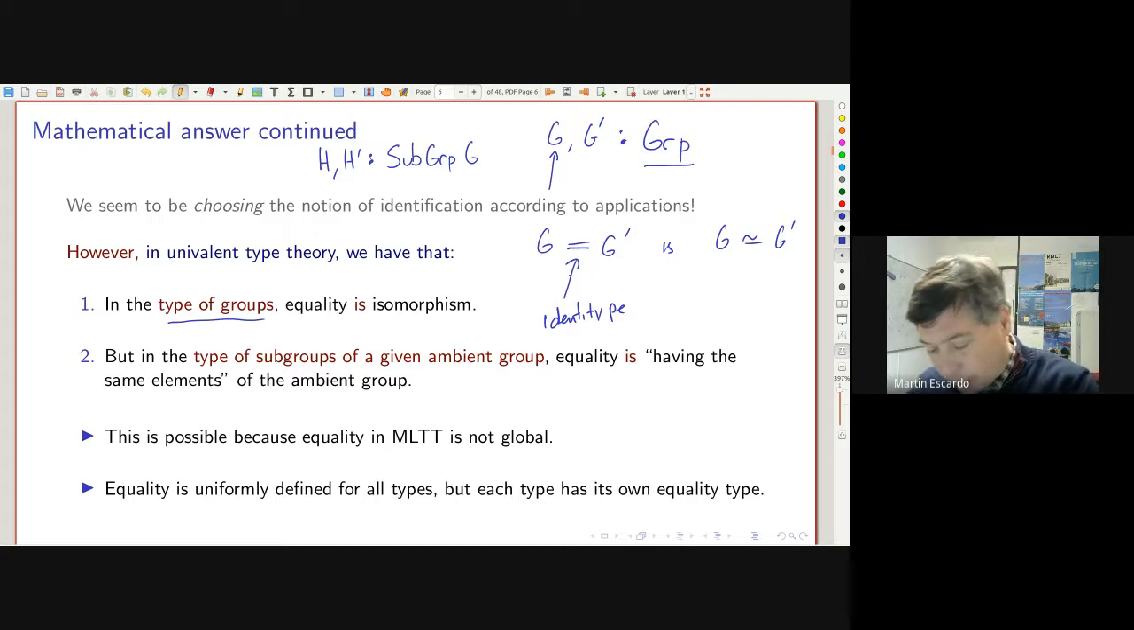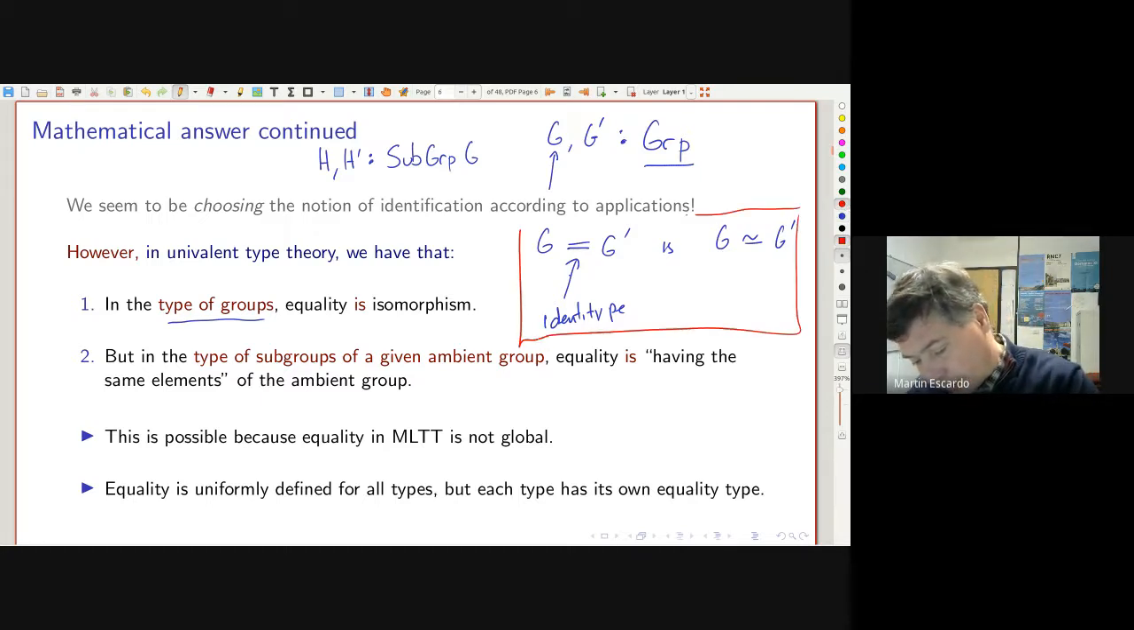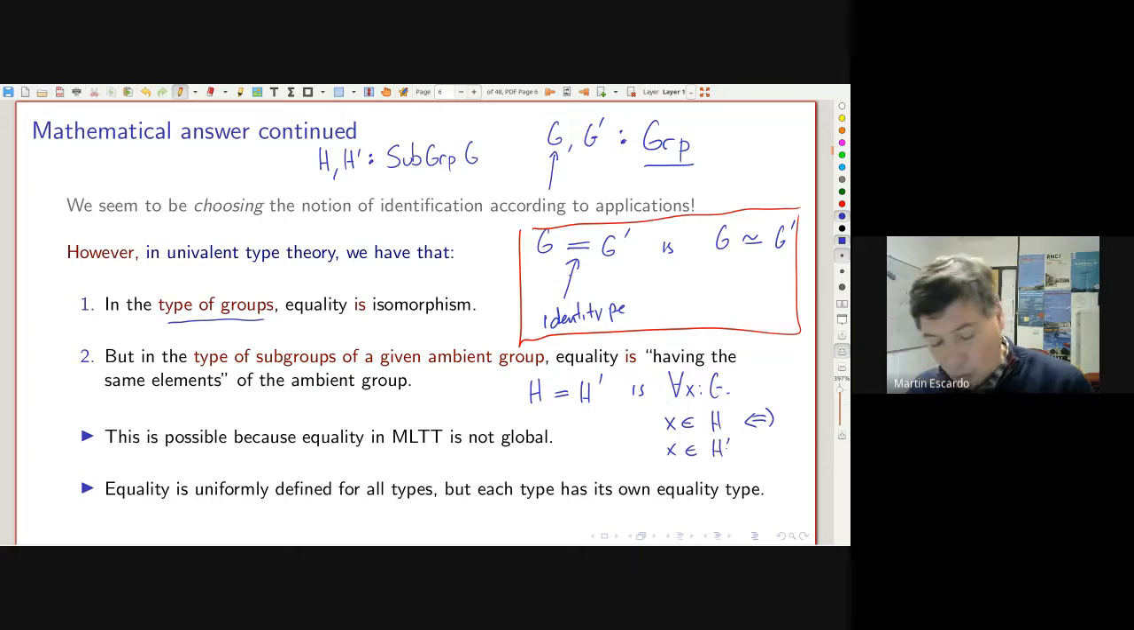And the situation will be a little bit different from what we had here. Actually, it will be completely different. So the situation we're going to have is that, in the sense of the identity type, the identity type actually is characterized in the way you would think. So for every element of G, we have that X is an element of H if and only if it is an element of H prime. So why is this happening here?